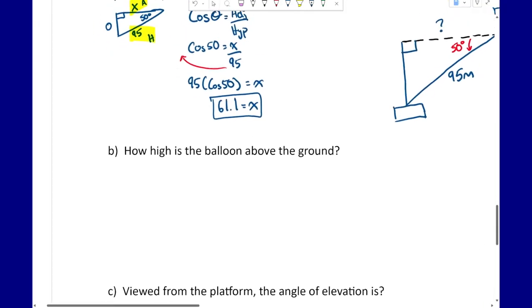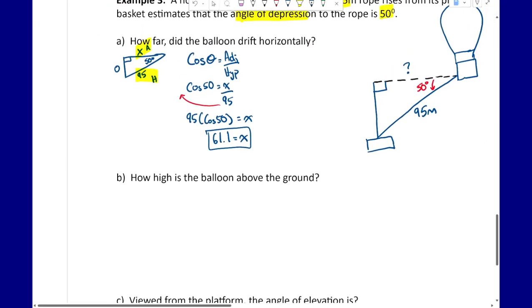B is now asking how high is the balloon off the ground? Now, if we want, we can go back and we can use the exact same triangle.